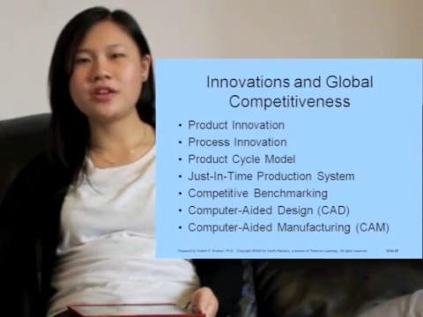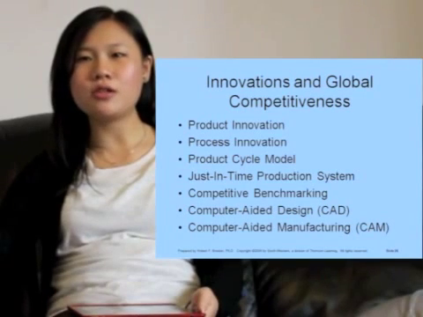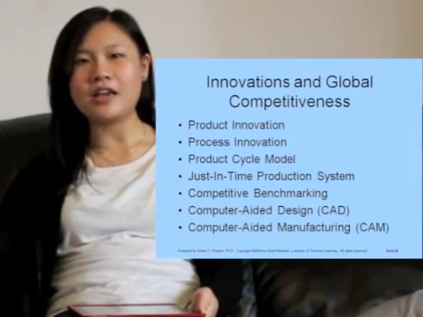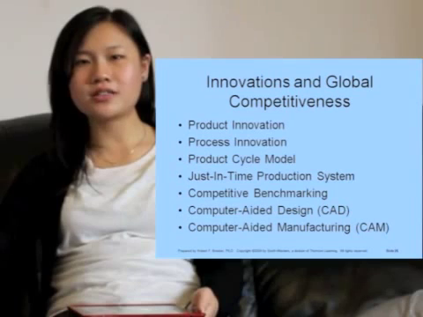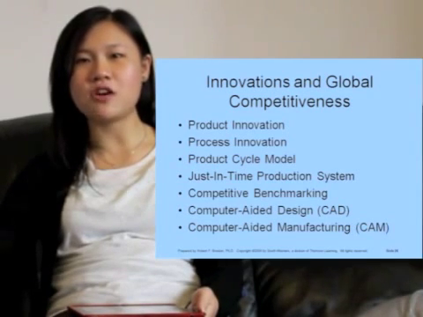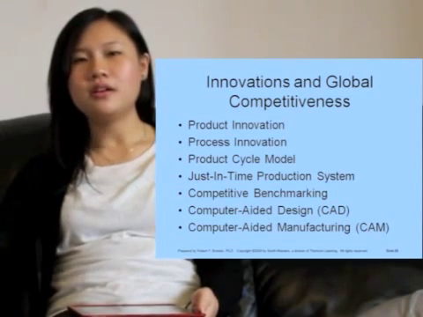There are two types of innovations: product innovation and process innovation. The product cycle model states that the firms that introduce an innovation eventually lose their export market and even their domestic market to foreign imitators facing lower production costs. In just-in-time production system, every component of a product becomes available just when needed. Competitive benchmarking is the comparison of the efficiency of a firm's production methods relative to its competitors.